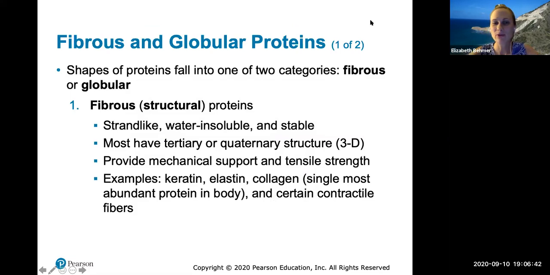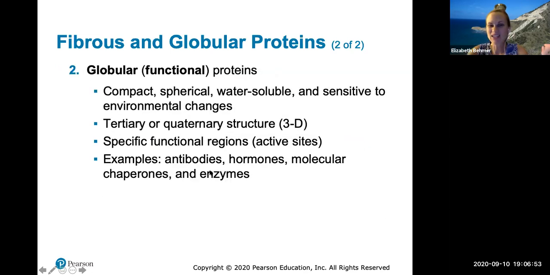Fibrous and globular proteins. I'm not going to get into too much of this. Different types of fibrous proteins are keratin, elastin, and collagen. Globular proteins are antibodies, hormones, and enzymes.